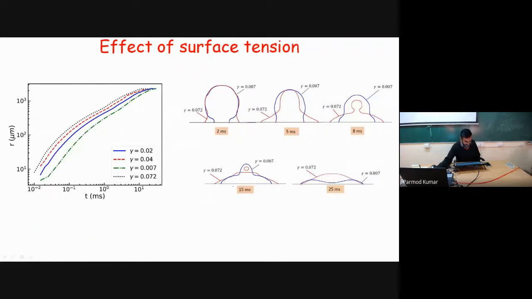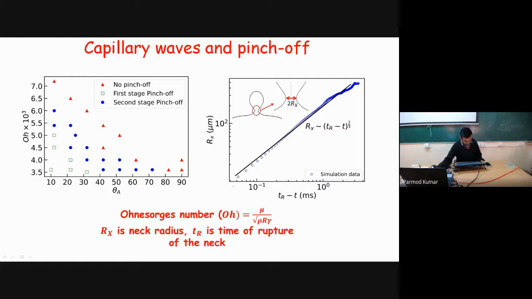So this is the effect of surface tension. I will not go into much detail. Rather, I will try to explain one more physical scenario. So this is how the secondary drop is pinching off. Its motion is actually controlled by the balance of Rayleigh-Taylor instability.